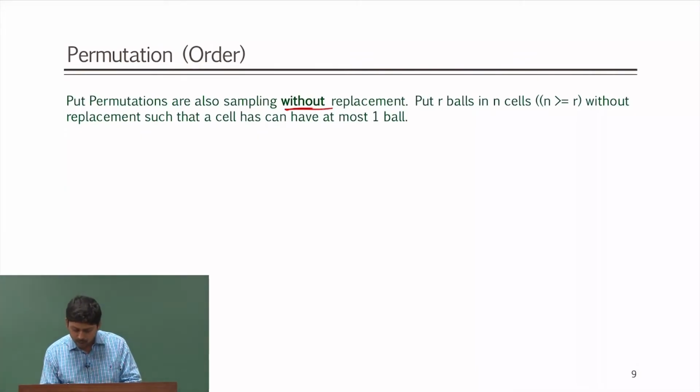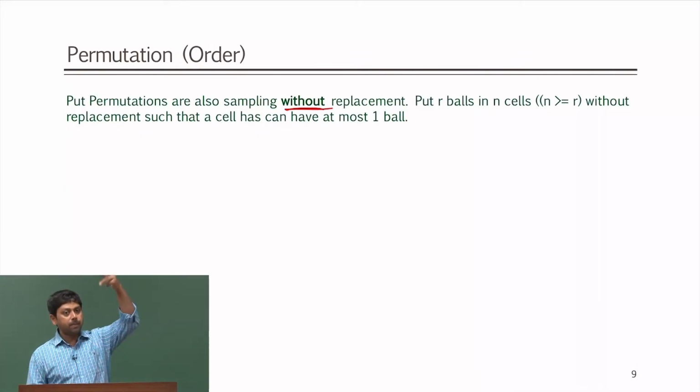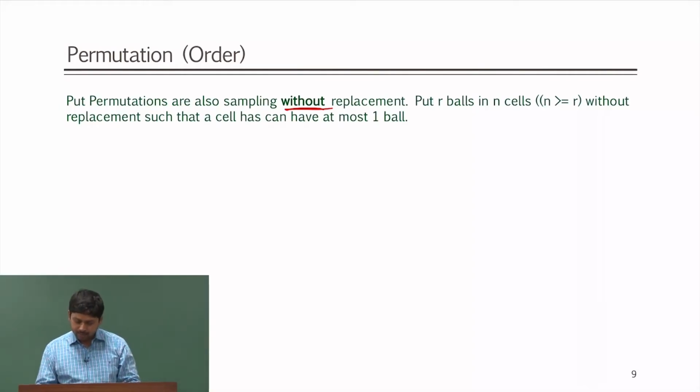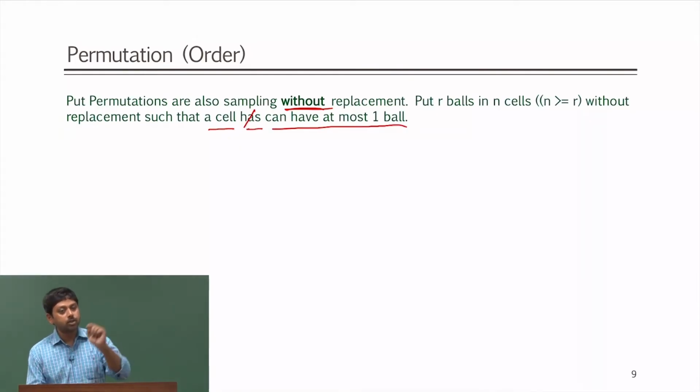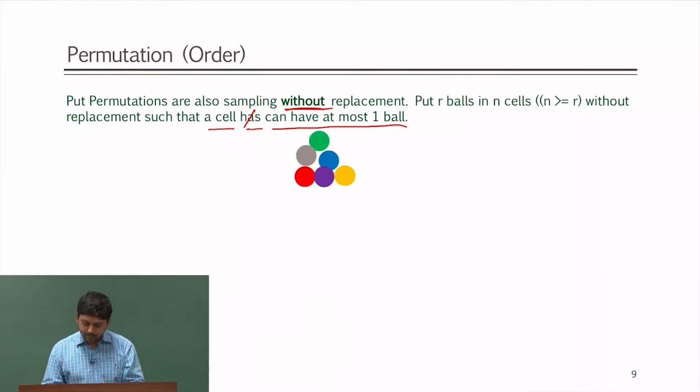See, with replacement gave us n to the power r, but without replacement is giving us what we will see. Put r balls in n cells without replacement, such that a cell can have at most one ball, at most. That is very important. Why? We will come back in a moment.